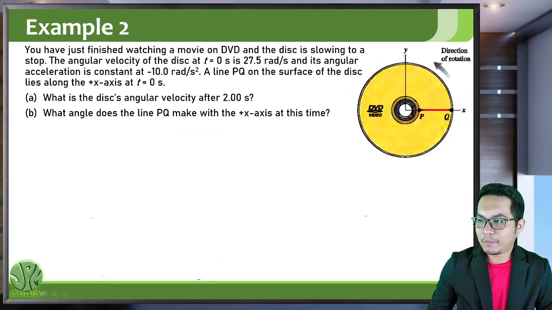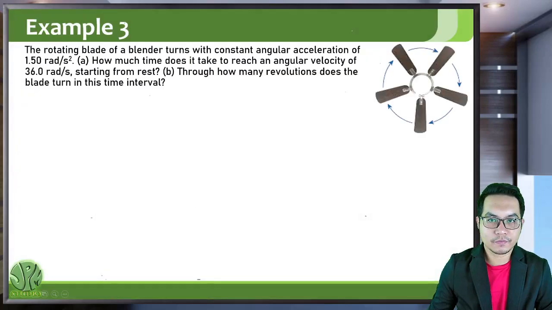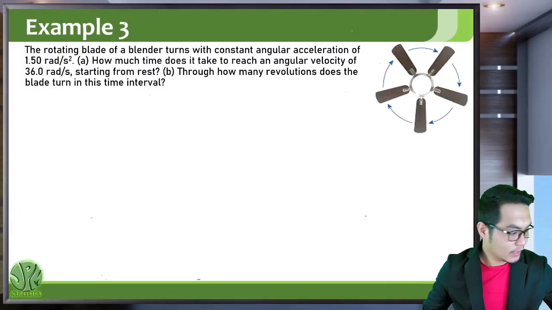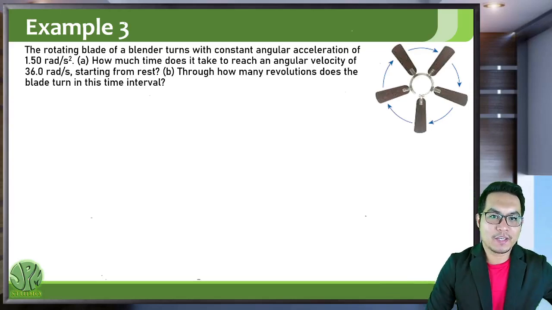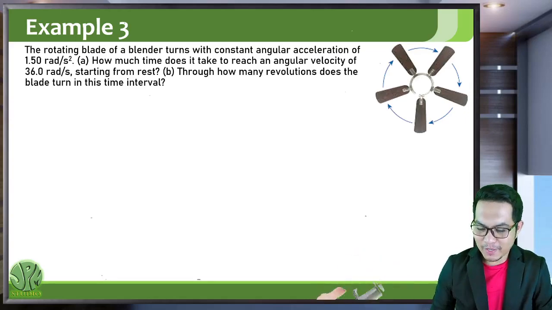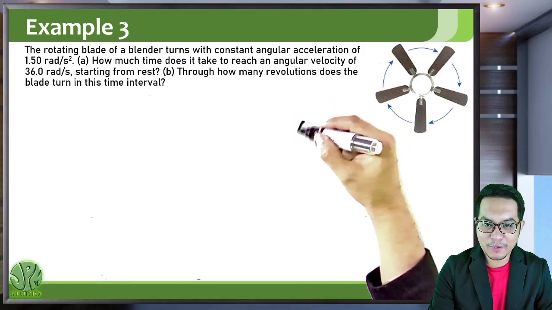So let's have another example. The rotating blade of a blender turns with constant angular acceleration of 1.50 radians per second squared. So this means that every 1 second, the angular velocity will increase by 1.50 radians per second. How much time does it take to reach an angular velocity of 36 radians per second starting from rest? Okay, you can actually do this again the manual way. So starting from rest, you will have 0 radians per second.